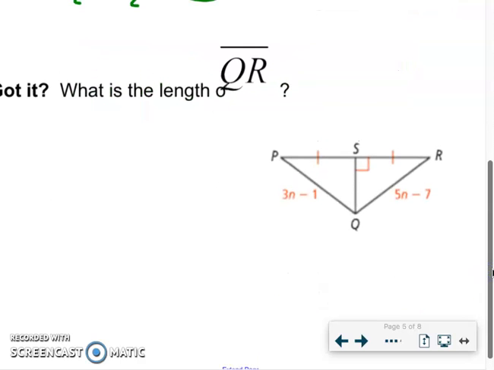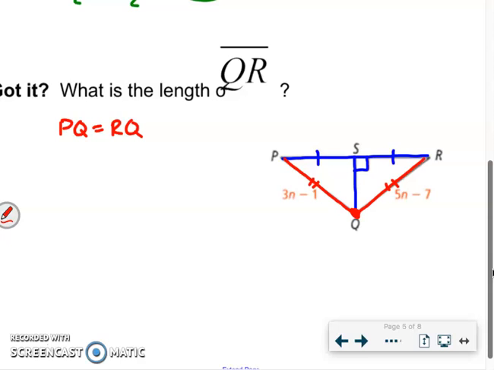Again, same setup. QS is a perpendicular bisector of PR. And since Q is on that perpendicular bisector QS, that means it's the same distance from P as it is from R. So the first thing I would know is that PQ has to equal RQ, by the perpendicular bisector theorem.